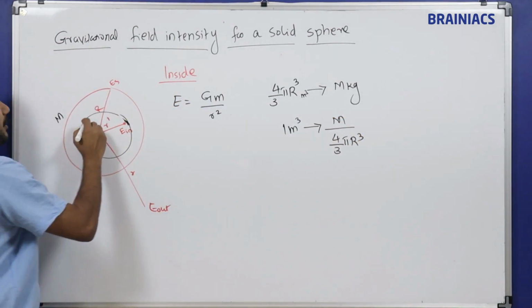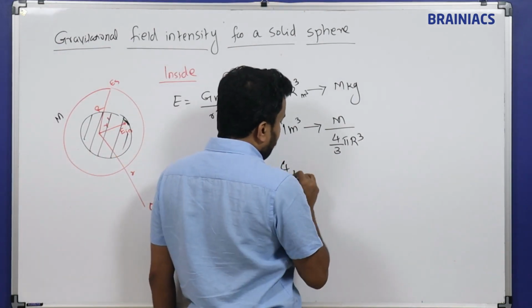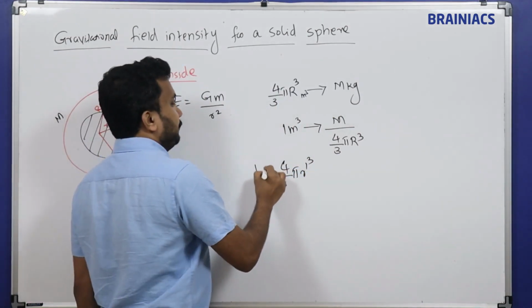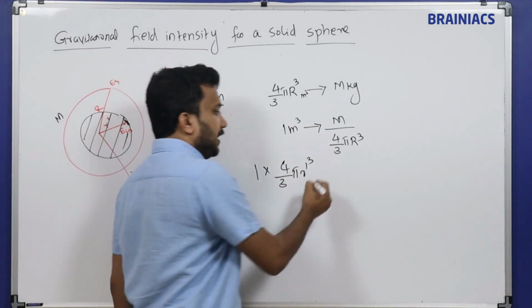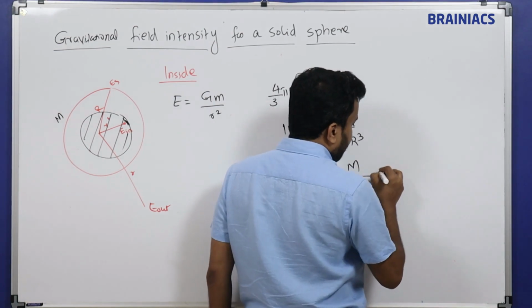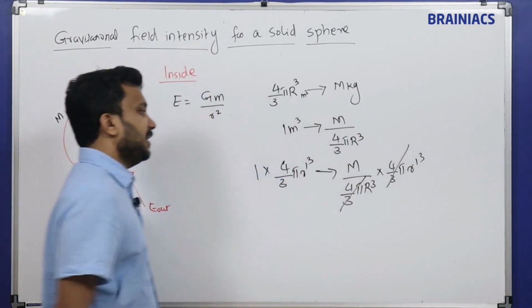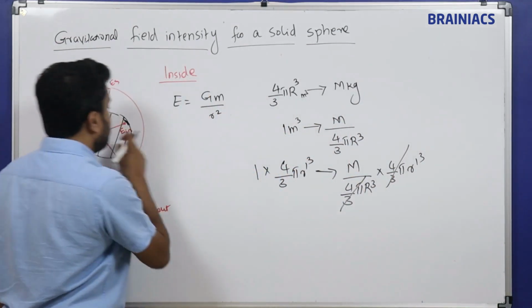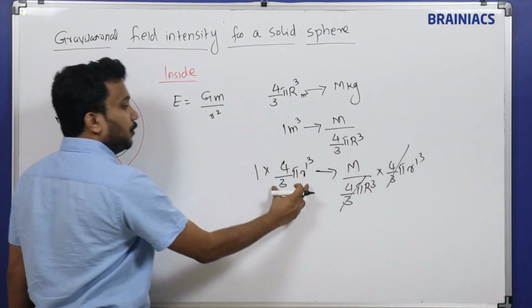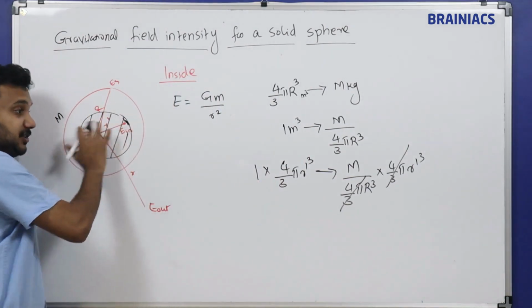What is the volume here? This is our small sphere. The volume of the sphere is 4 by 3 pi r dash cube. Which means I am multiplying the left hand side by 4 by 3 pi r dash cube, so on the right side I have to multiply too. So M divided by 4 by 3 pi R cube into 4 by 3 pi r dash cube. The 4 by 3 pi cancels. Which means the mass of the smaller sphere, marked in black color, has a volume of 4 by 3 pi r dash cube.